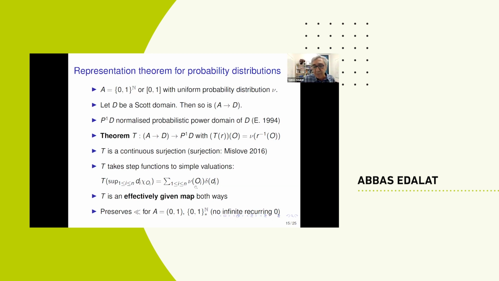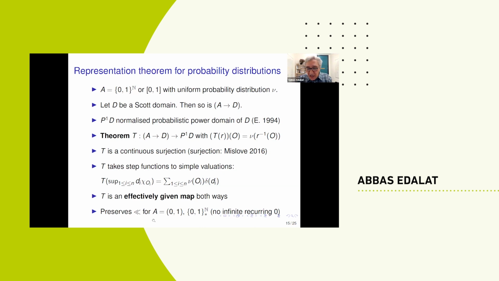And therefore, we can deduce quite easily that this mapping T is an effectively given map in two different ways. First of all, if you have got a computable random variable, from that we can effectively compute the probability distribution corresponding to that. But also vice versa. If you have got a computable probability distribution, we can go back and construct a computable random variable that is mapped to that probability distribution.